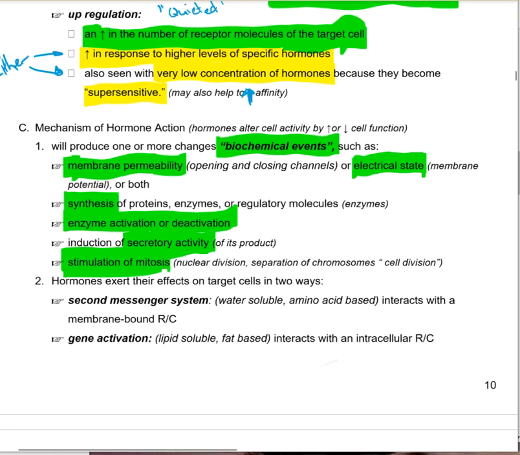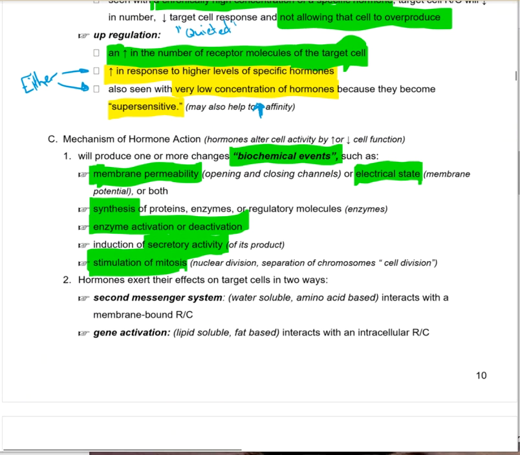So we were at the bottom of page 10 of the lecture notes here, and we were talking about how hormones exert their effects on the target cells. And there are two systems here. The first one is the second messenger system. And the second messenger system is the one that the amino acid based hormones use. So that's an important thing to note.